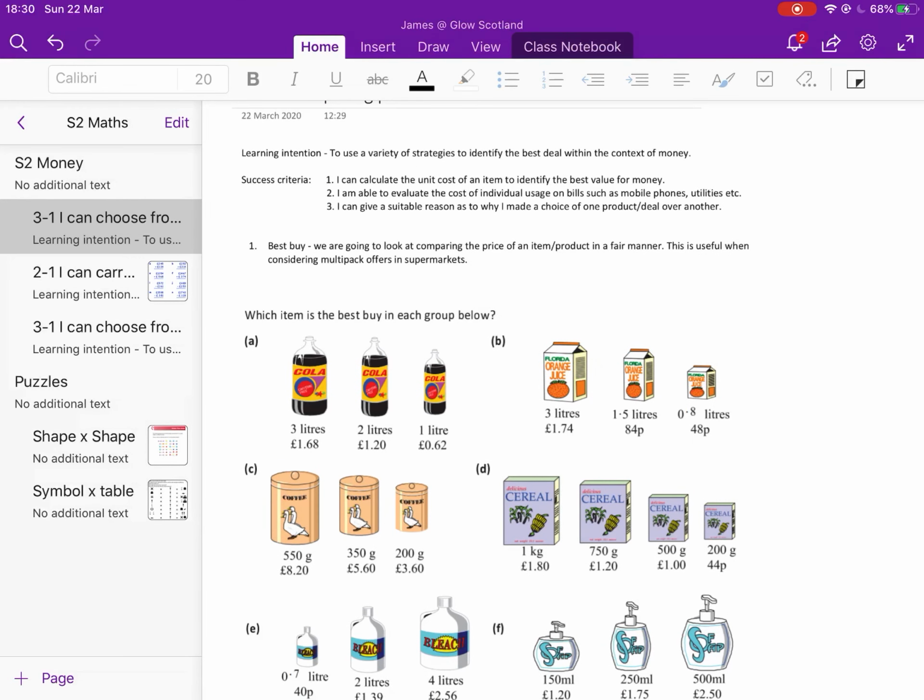So the first bit, the easiest part for today, is doing unit cost. So it's basically when we look at the price of one, so we can compare. This first example is reasonably straightforward, so I'm sure most of you will be able to cope with that. You will be able to use a calculator for all this, so don't panic if you're looking at some of the numbers thinking, oh my god, that looks a bit scary.